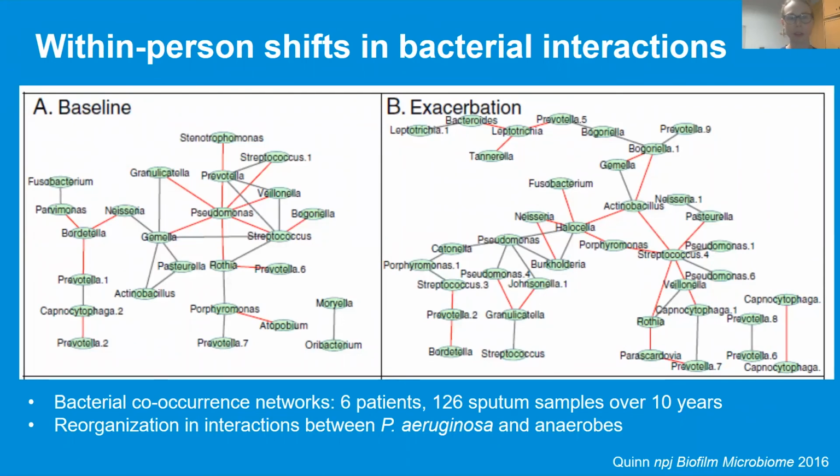Complementary to the ideas of within-person changes in bacterial community dynamics and metabolic activities with exacerbation, several studies have identified changes in bacterial co-occurrence and interactions. In this study of sputum samples from 6 patients over 10 years, reorganization of the bacterial co-occurrence patterns was seen between baseline and exacerbation states. In particular, there were reorganizations of interactions between Pseudomonas and anaerobes, which were observed to have antagonism at baseline, which was then lost at exacerbation.